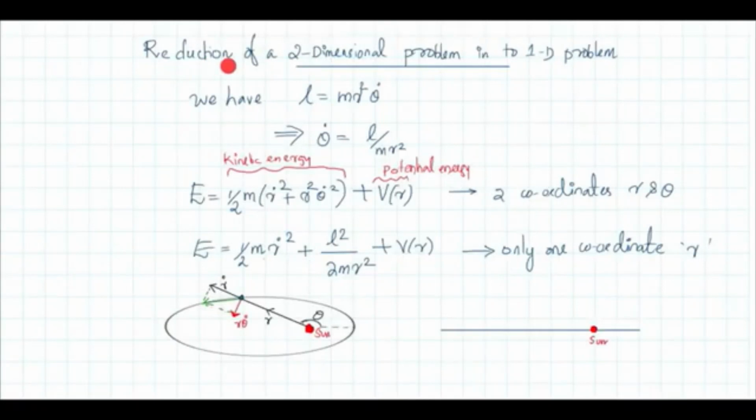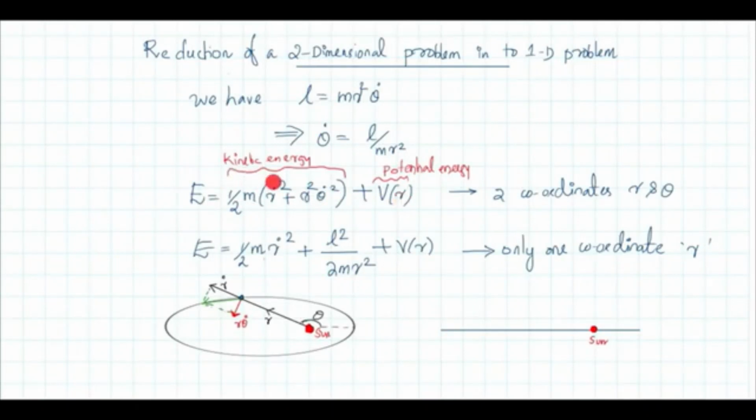Now I will discuss an important topic, reduction of a two-dimensional problem into a one-dimensional problem. We already know that a central force problem is a two-dimensional problem. There are two variables r and theta, and we have this first integral of motion L equal to m r square theta dot, and using this expression we can write theta dot as L by m r square. And the second first integral of motion, that is total energy, is half m r dot square plus r square theta dot square plus V of r.